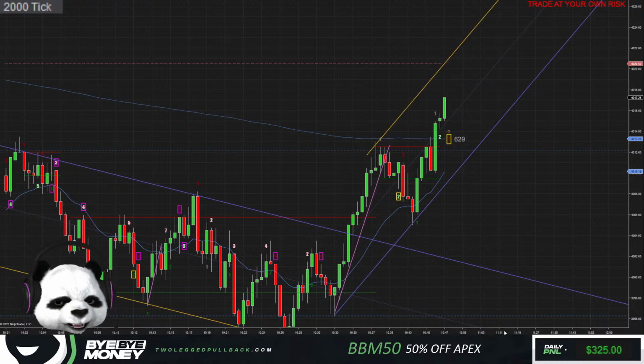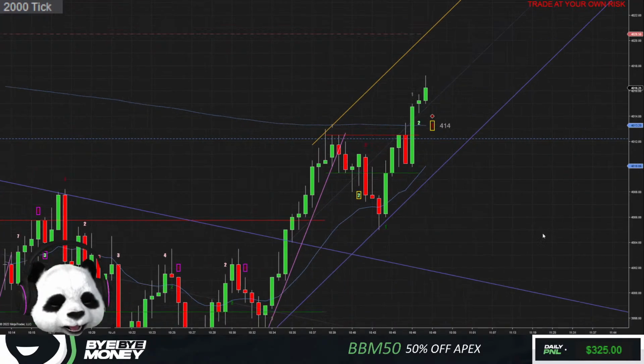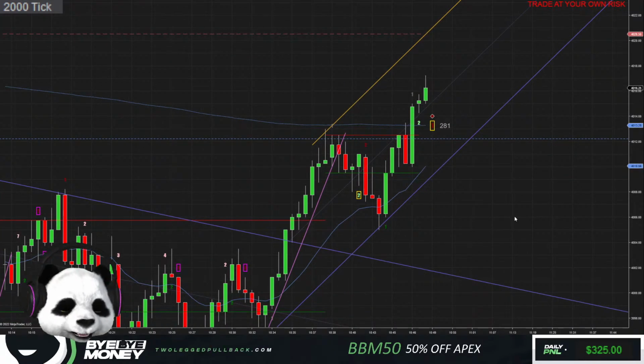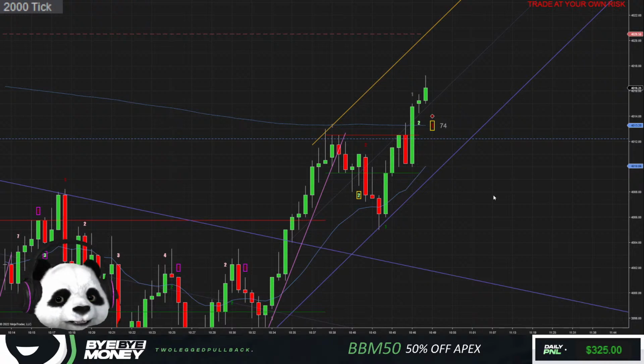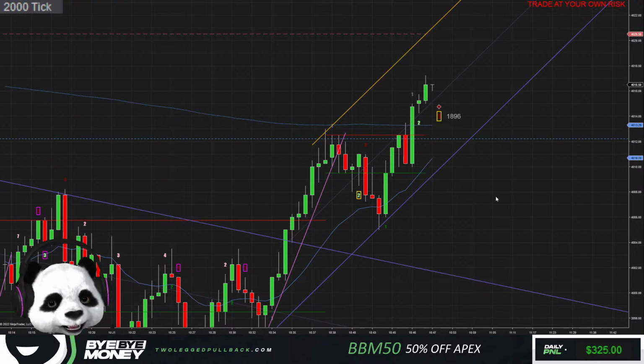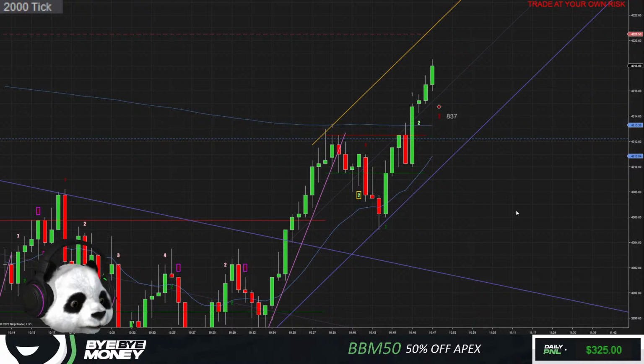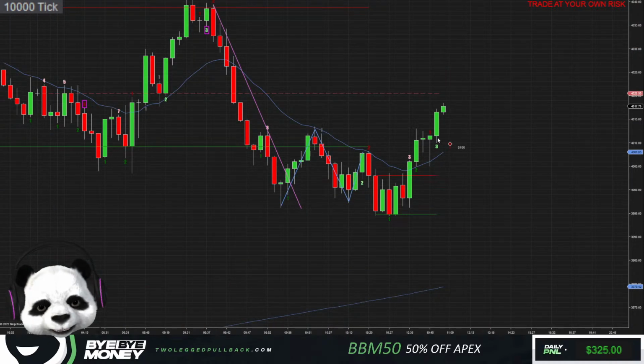In general, my chart is laggy, and that messed up my order. It actually makes me kind of angry. Unfortunate. Nice runner here, too. That's a nice runner. Back to yesterday's close, looks like. Big reversal setup on the 10,000 tick chart.